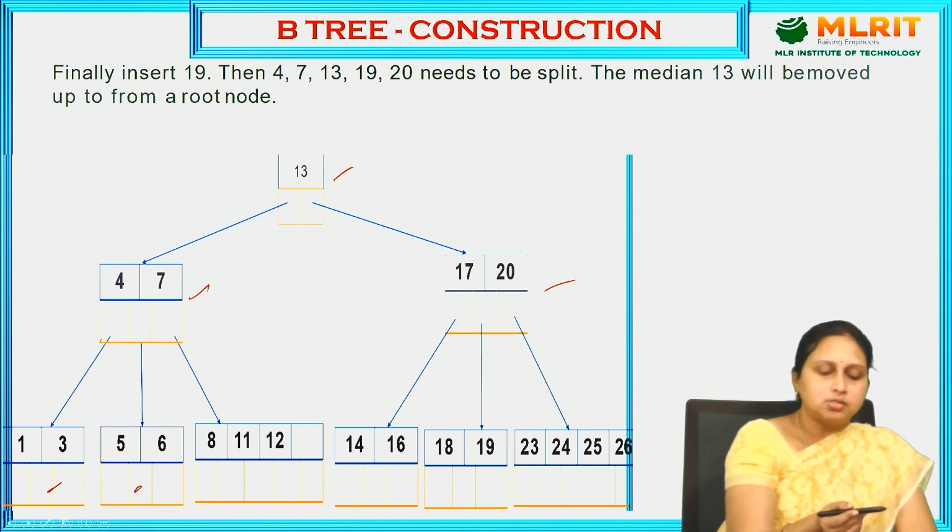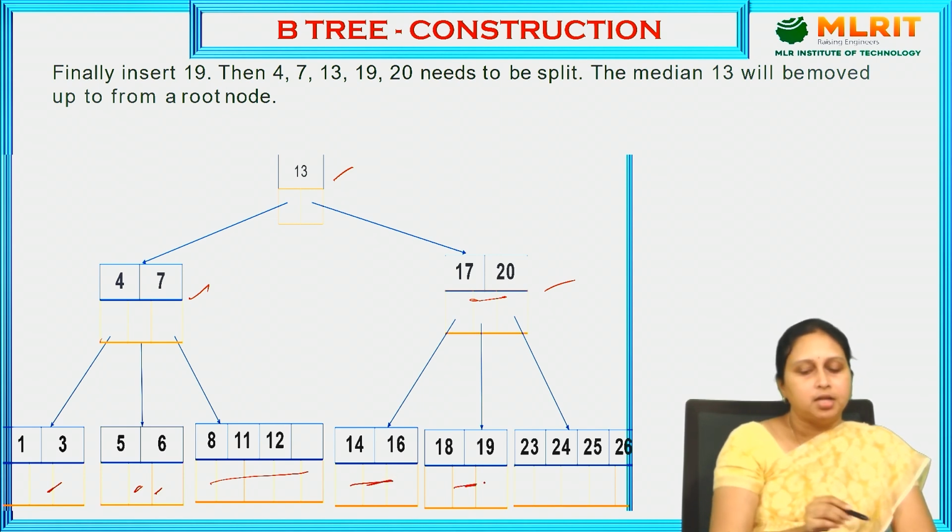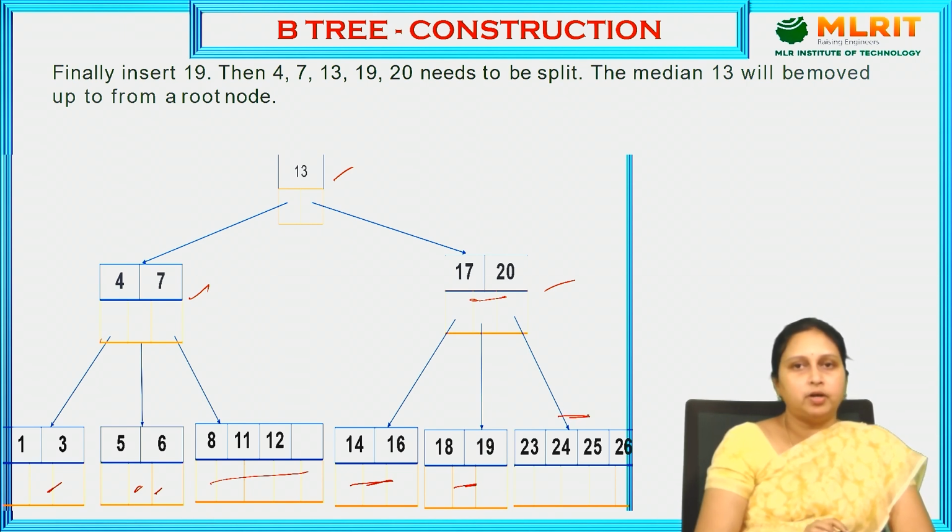Otherwise, we can consider for 7 the left children are 5, 6 and the right children are 8, 11, 12. And here for 17, 20, on the left-hand side you have 14 and 16, on the right-hand side you have 18 and 19. And for 20, on the right-hand side you have 23, 24, 25 and 26. All these elements are going to be placed. Like this way we are going to perform B-tree insertion.